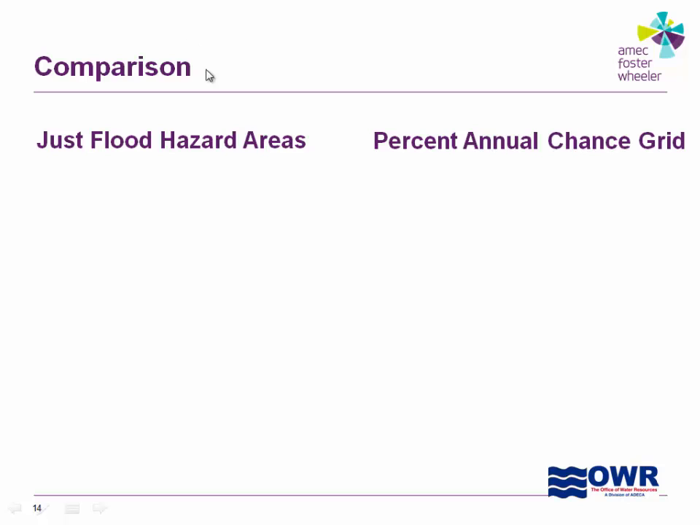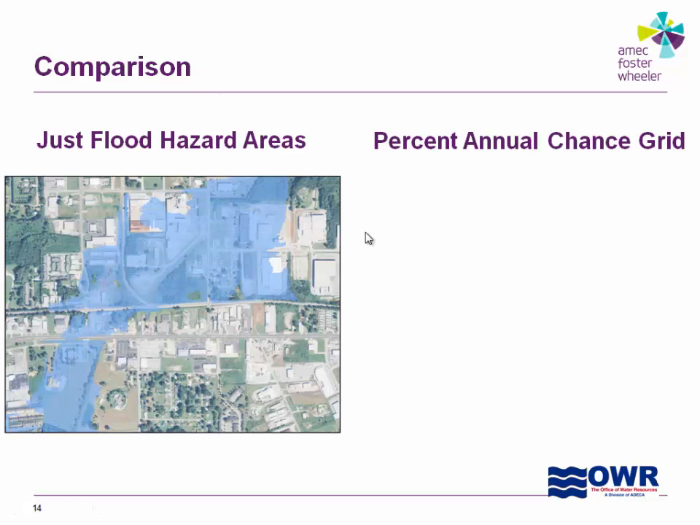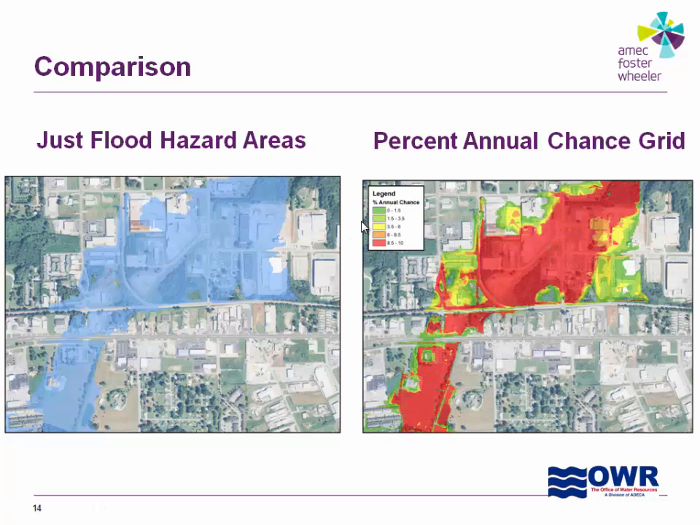We'll do a comparison here. We have just the flood hazard areas. Once again, everybody might think they're equal risk. And with percent annual chance, you see much varying degree of who's really at risk and who's less at risk.